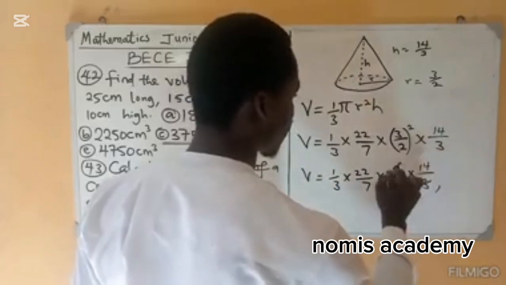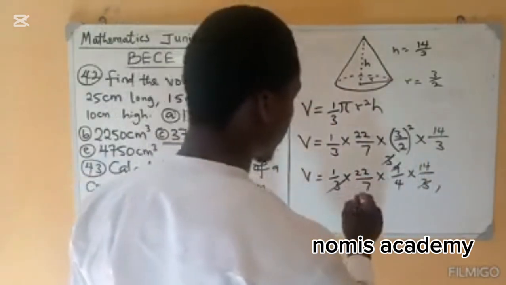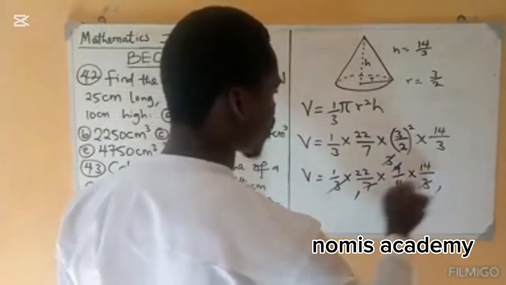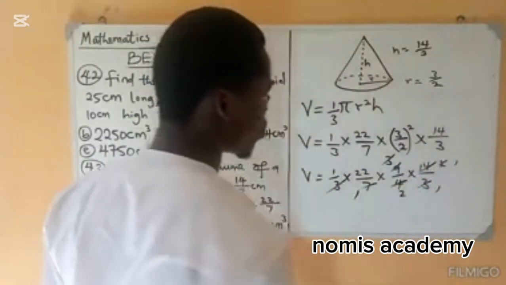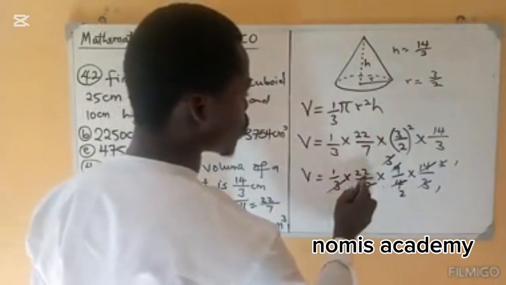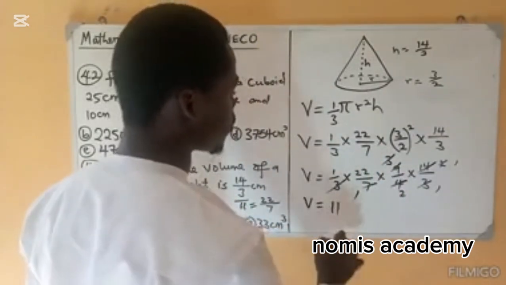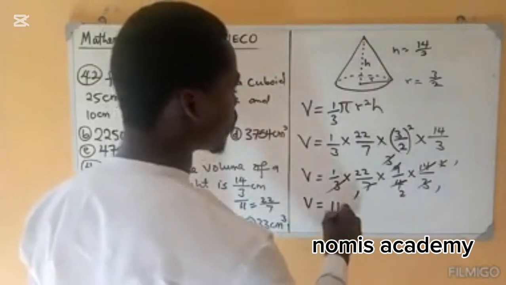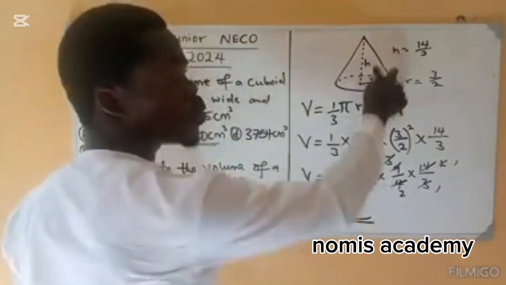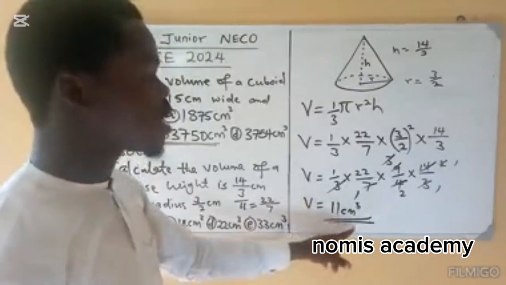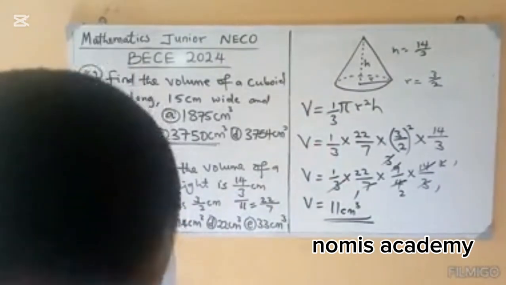So the 3s cancel out. And then here we have 7 divided by 7 and 2 divided by 2. So we have 22 divided by 2, which is 11. So the whole of it is 11 centimeter cube. So the volume of the cone is 11 centimeter cube. All right, let's go to the next question.